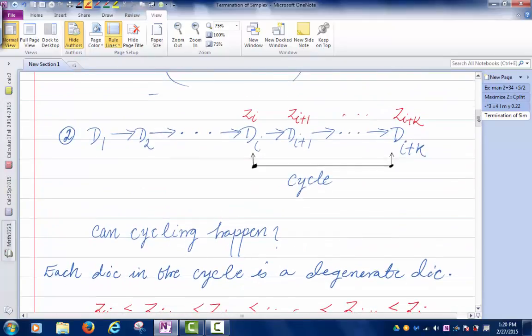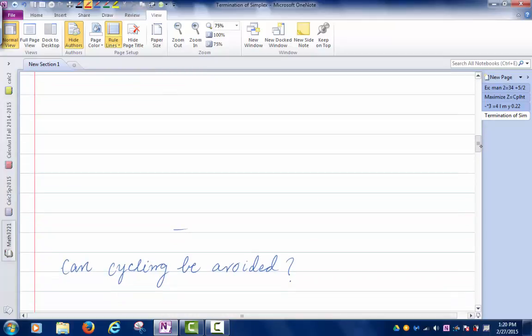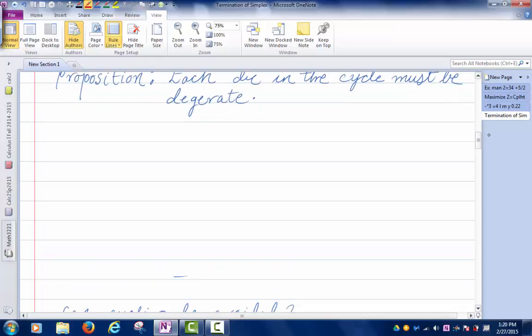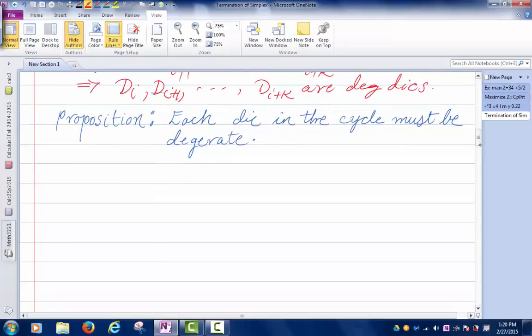So cycling can happen though. Cycling can happen, that's the bad news. But the good news is that cycling is rare in practice. In fact, it hasn't been detected in practice. However, there are theoretical constructions of linear programming problems where we do see that cycling happens.